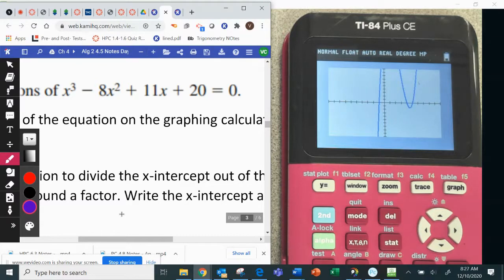Desmos. Yes. Desmos. Type that equation in.